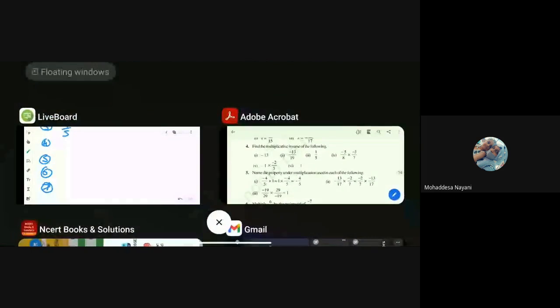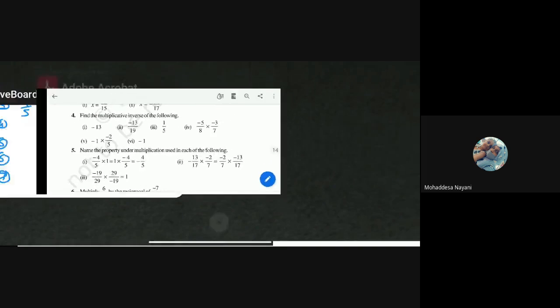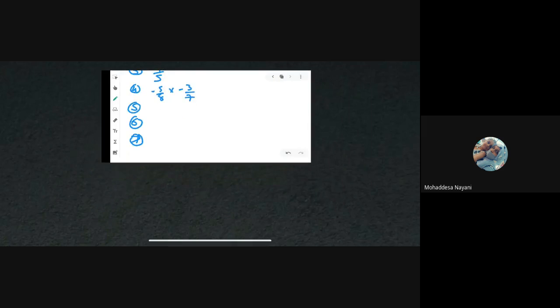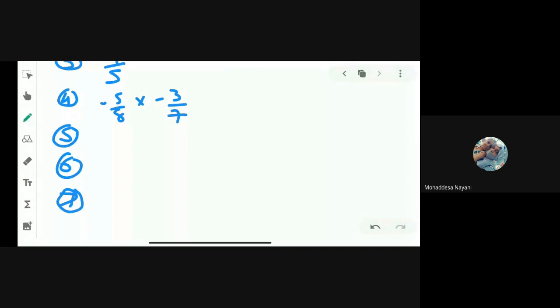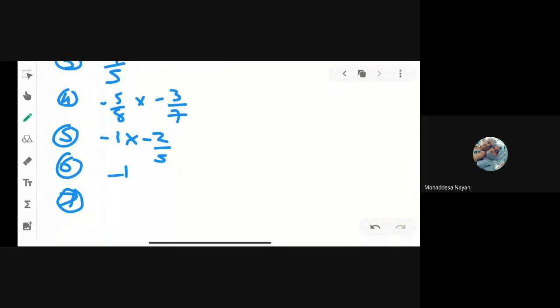First, we are writing the question. Then minus 5 by 8 into minus 3 by 7. Then minus 1 into minus 2 by 5. And the last question is only minus 1.